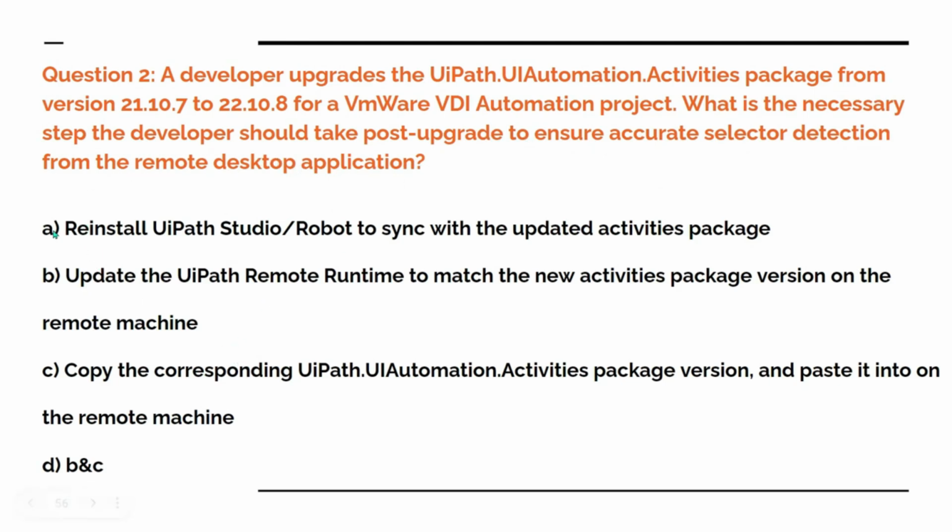Now, what are the options for you? Option A, reinstall UiPath Studio. Do you need to reinstall UiPath Studio on the robot with the updated activity package? B, update the UiPath Remote Runtime to match the new activities package version on the remote machine.